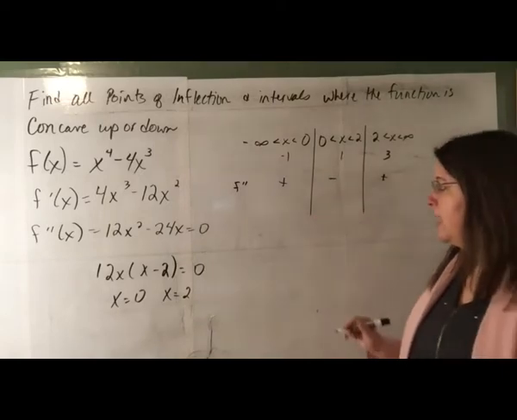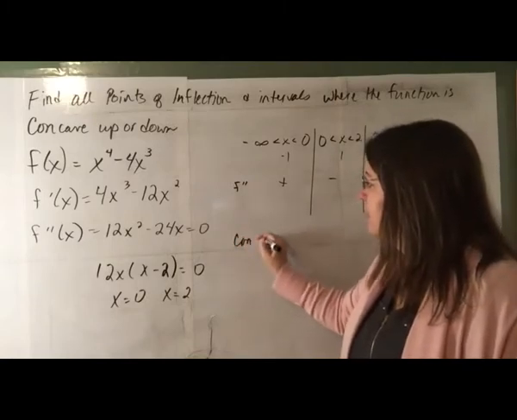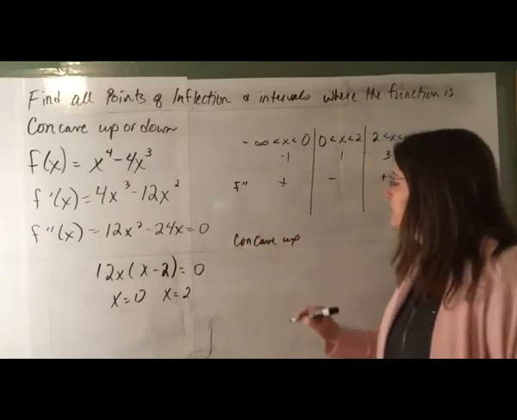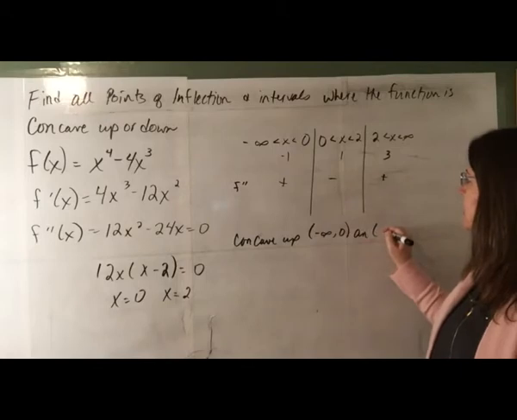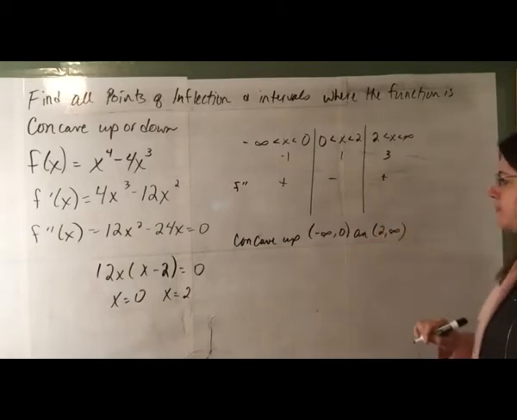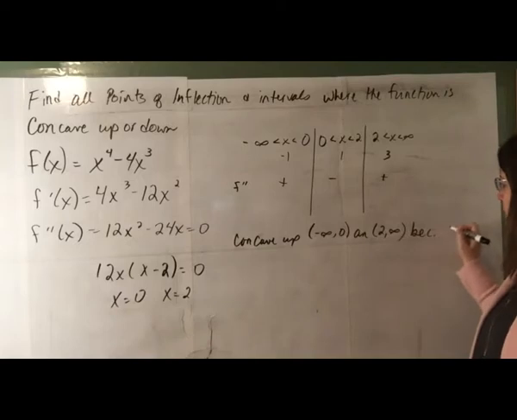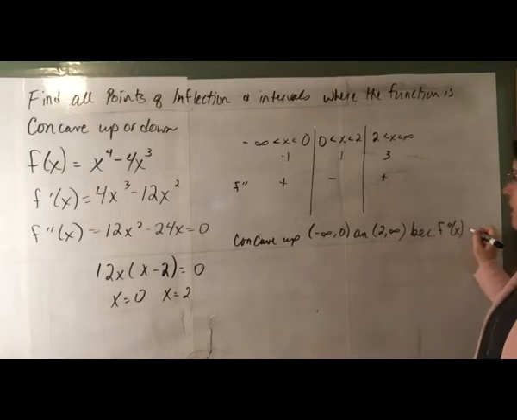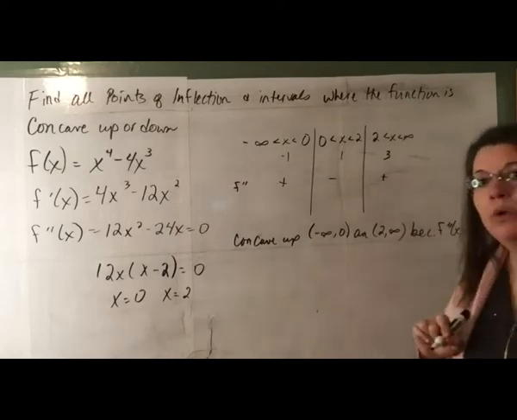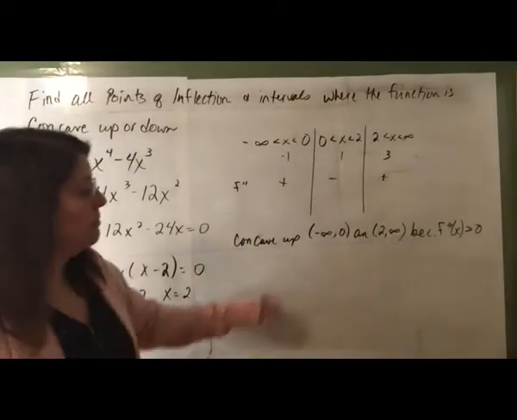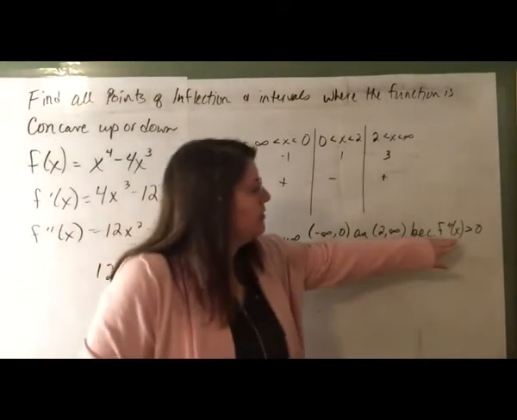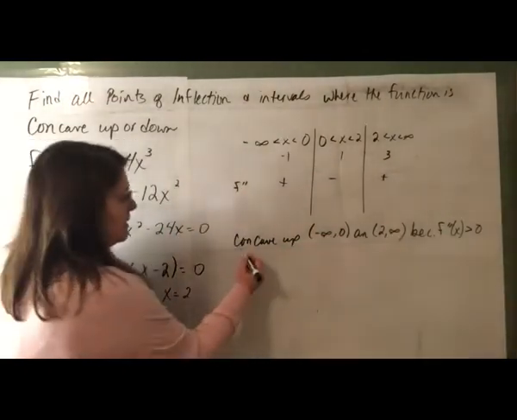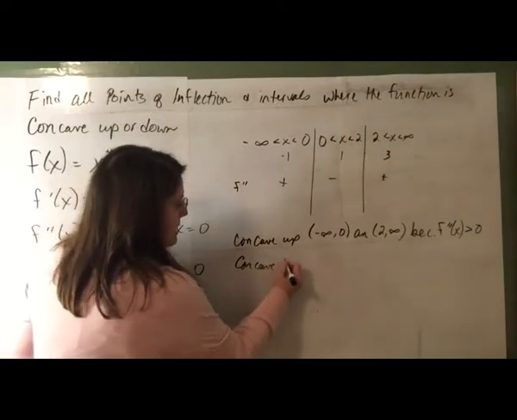Now, the justification for that. I'm going to say the function is concave up from negative infinity to 0 and 2 to infinity because f double prime of x is greater than 0 within that interval. So it's concave up because the second derivative was greater than 0. That's my justification.